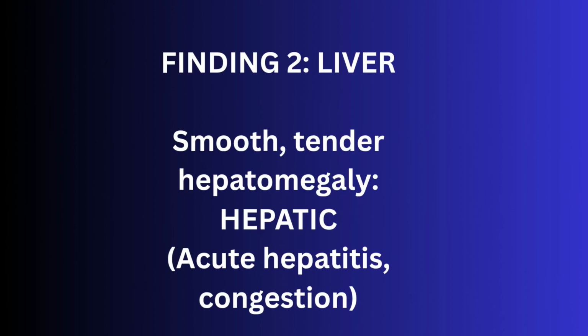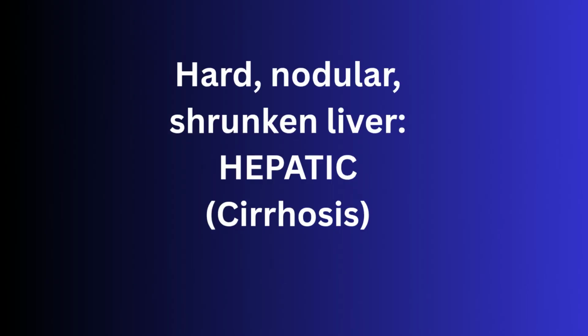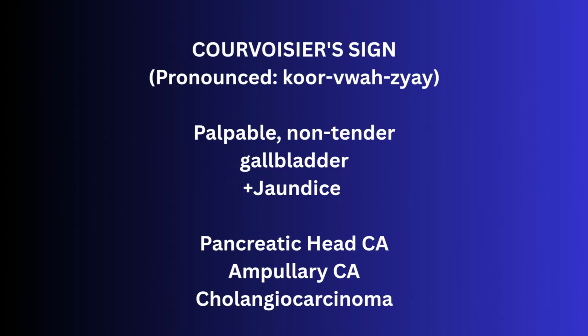Finding 2. The liver itself. A smooth, tender, enlarged liver suggests an acute hepatic process, acute hepatitis, or venous congestion. A hard, nodular, often shrunken liver suggests cirrhosis. But here's a critical combination: hepatomegaly together with palpable gallbladder. That's Courvoisier, and it changes everything. Courvoisier: a palpable non-tender gallbladder in a jaundice patient means malignant obstruction until proven otherwise. Pancreatic head carcinoma, ampullary carcinoma, or cholangiocarcinoma.